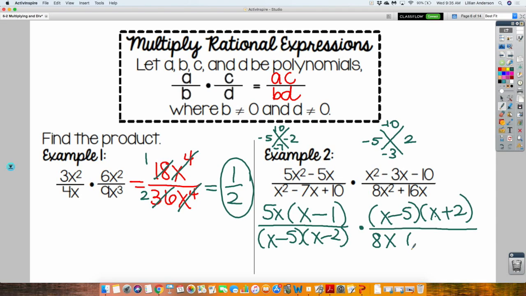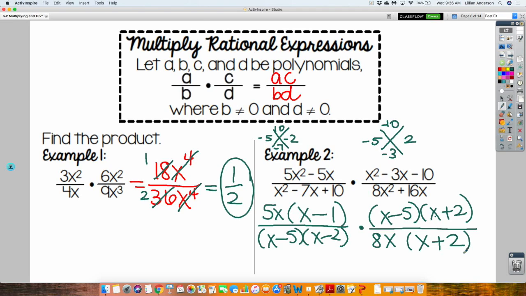An 8 and an x. So what am I left with when I take out an 8x? x plus 2. We've factored. Okay? Now we need to simplify this.